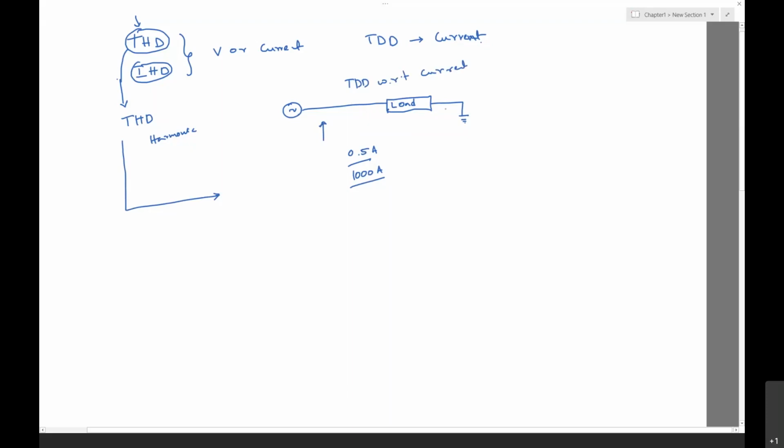Rather than going for a TST with respect to a current. If you talk about the voltage, in that case, we can very well go for a TST or the individual harmonic distortion. For a system of a source and a load, going for individual harmonic distortion and TST is appropriate with respect to the voltage. And with respect to the current, going for TDD is appropriate for this particular system.